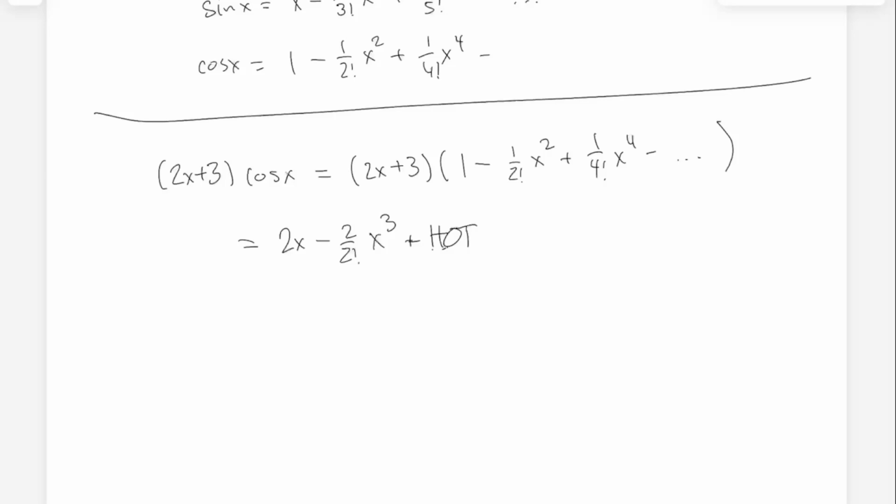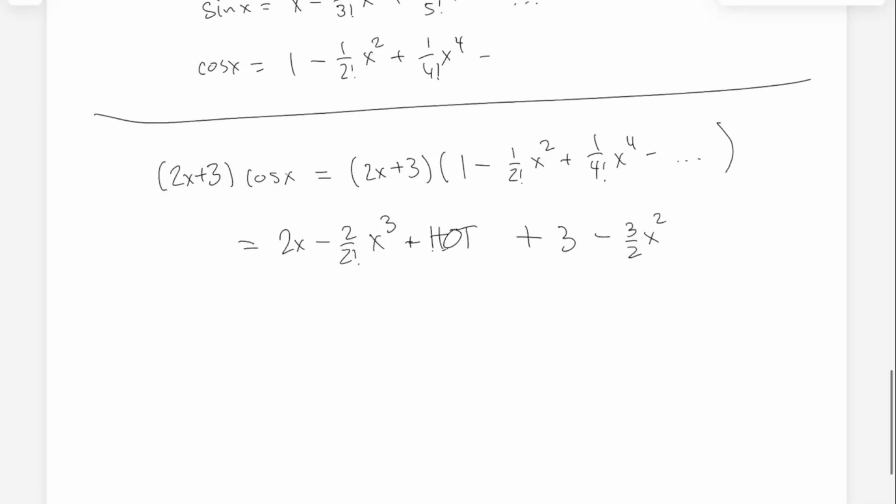And then separately, plus multiplying by 3, we'll say 3 minus 3 halves x squared. And then the next one will again be a degree 4, so I don't care about that. And so the answer is just putting them all together. 3 minus 2x, and then I have minus 3 halves x squared, and then minus x cubed.